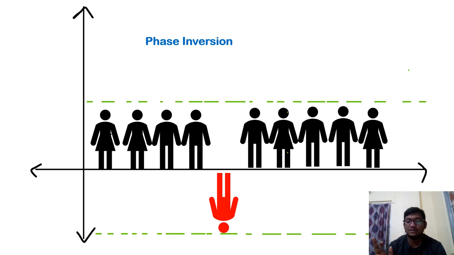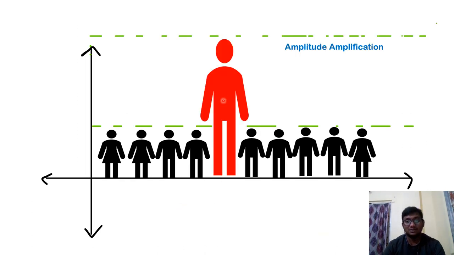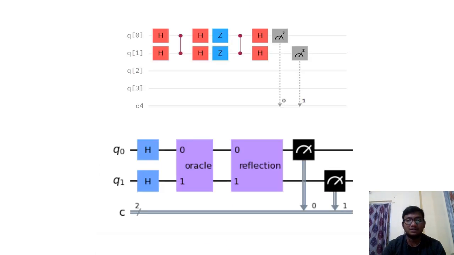Then the other thing was what I was calling the diffuser. What does the diffuser do? Amplitude amplification. So now the amplitude amplification is done. We clearly see here is the winner. Among all the possible men, we are now clearly seeing that this is the winner, because his amplitude is larger than the other men's.